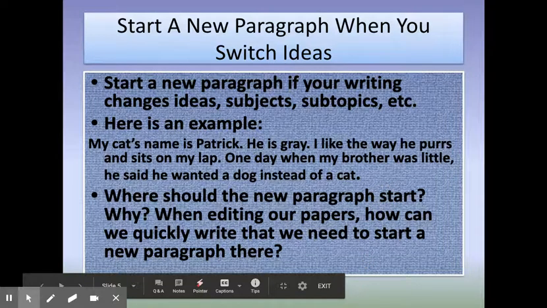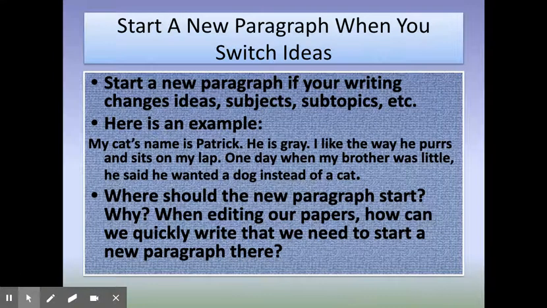Okay, we're going to practice now. So start a new paragraph when you switch ideas. When you switch ideas, that's kind of what we mean by subtopic. If I'm talking about whales and where they live, and then I start talking about whale babies, that would probably be a great place for me to switch and start a new paragraph. So here we go. Start a new paragraph if your writing changes ideas, subjects, subtopics, etc.